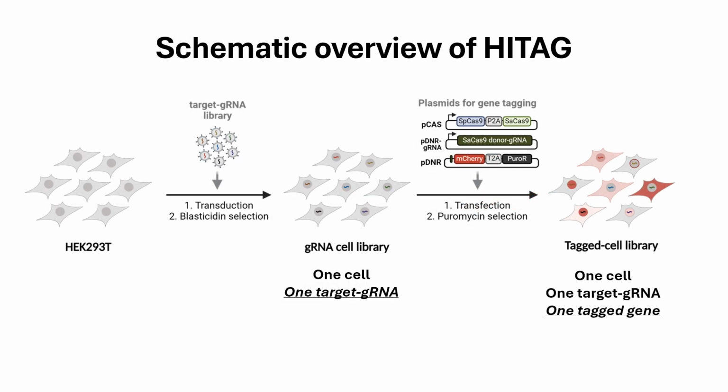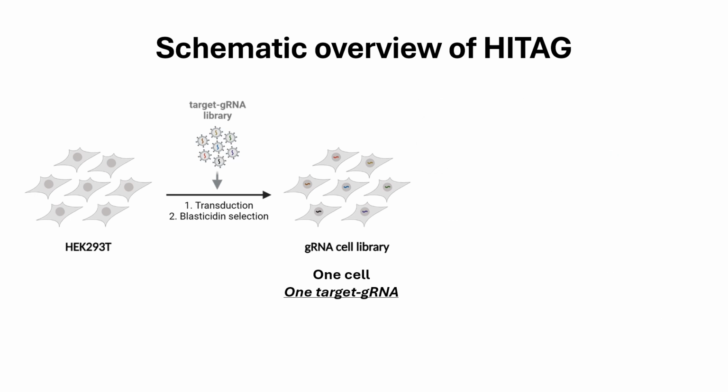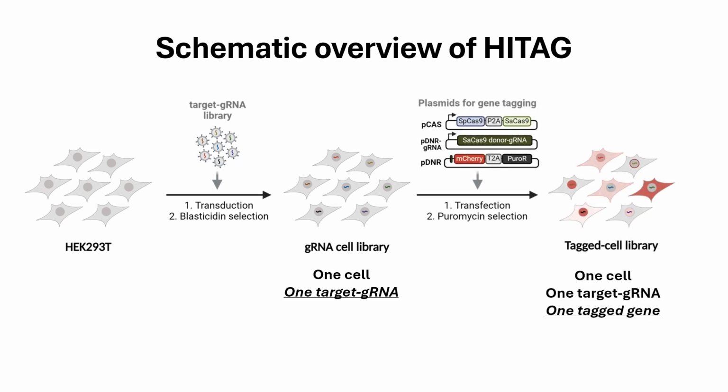To achieve this library scale tagging, we modify CRISP-Paint into a 2-step process. First, we deliver a set of target guide RNAs against the genes we wish to tag using a low MOI lentiviral infection. This allows each cell to receive one unique target guide RNA that will guide what gene each cell will tag. Second, we transfect the remaining components necessary for tagging.